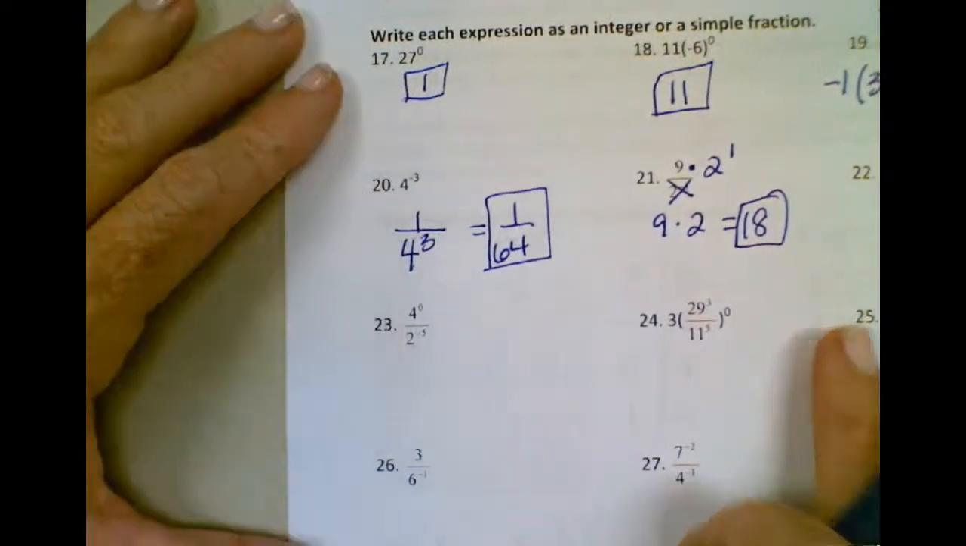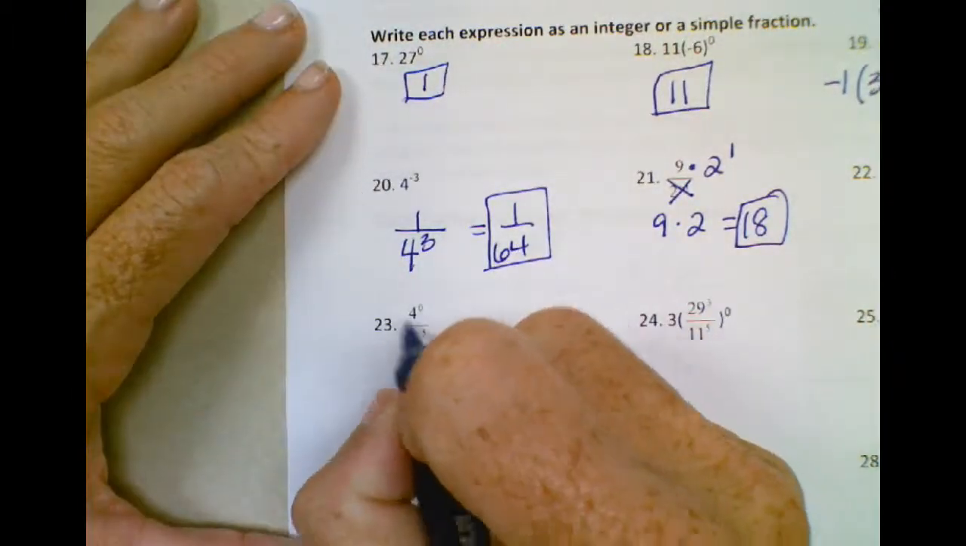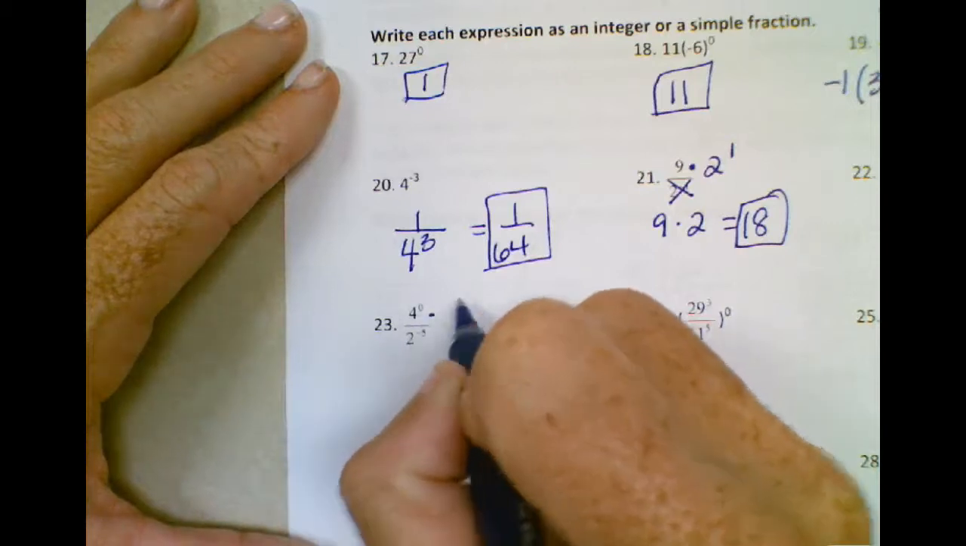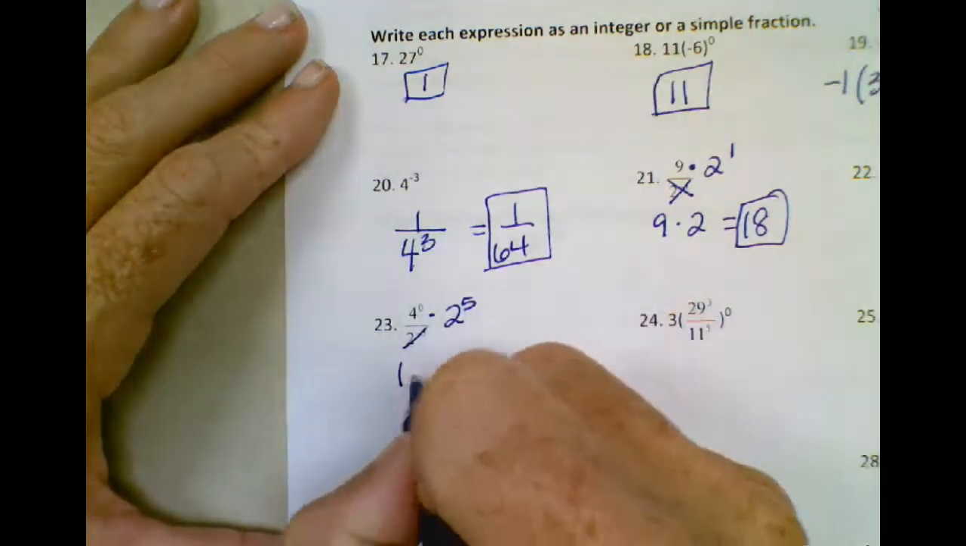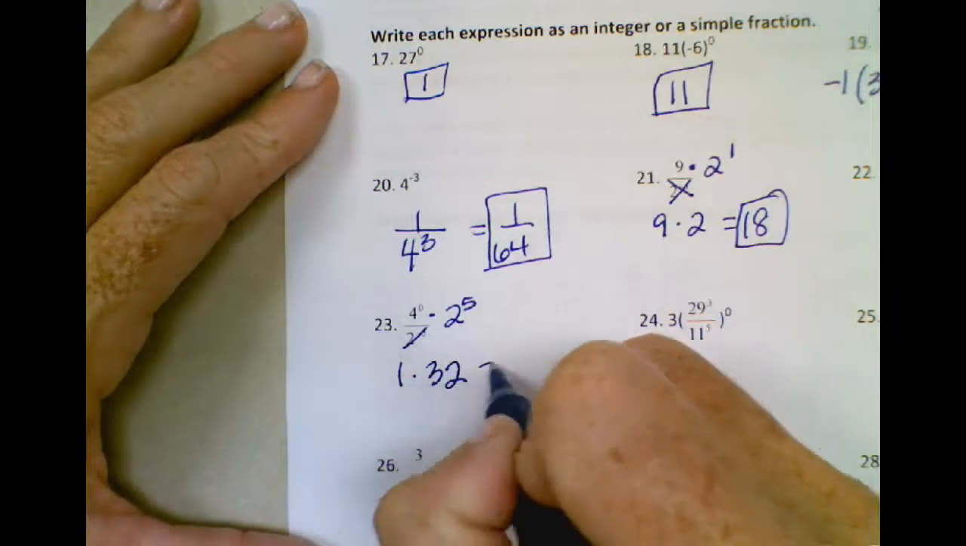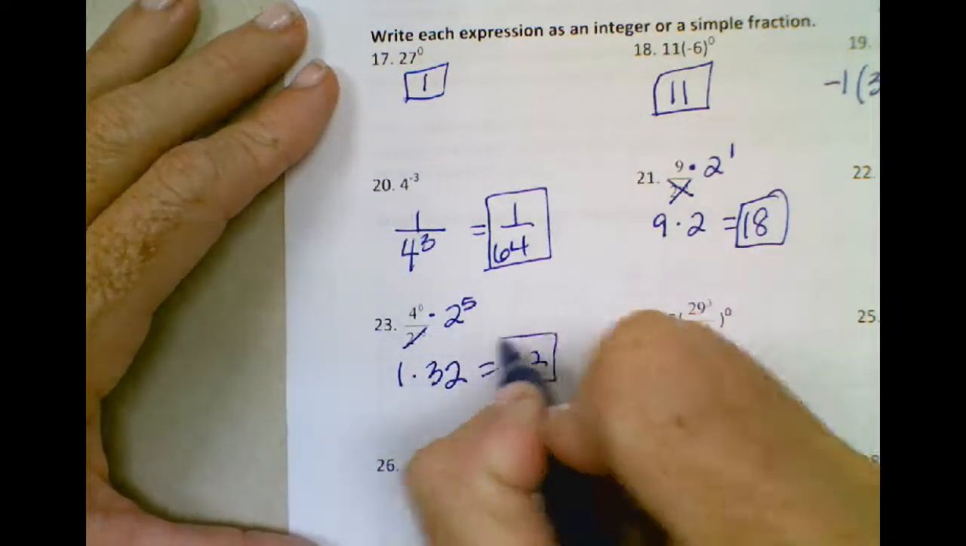4 to the 0 power is just 1, but I'm going to move this up to the top first. So I have 2 to the 5th. So I have 1 times 2 to the 5th is 32. My answer is 32.